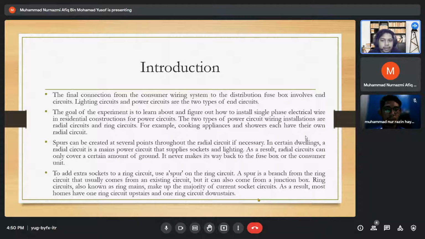To add extra sockets to a ring circuit, use a spur on the ring circuit. A spur is a branch from the ring circuit that usually comes from an existing socket, but it can also come from a junction box. Ring circuits, also known as ring mains, make up the majority of current circuits. As a result, most homes have one ring circuit upstairs and one ring circuit downstairs.